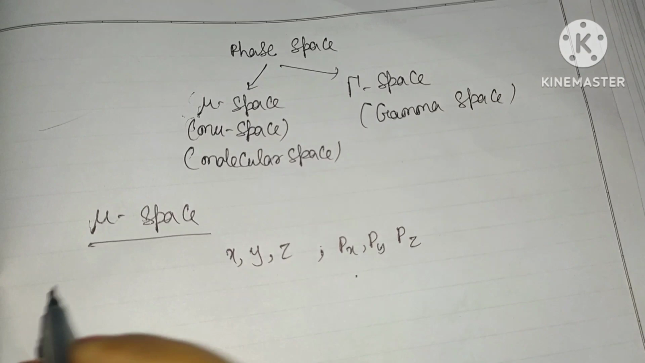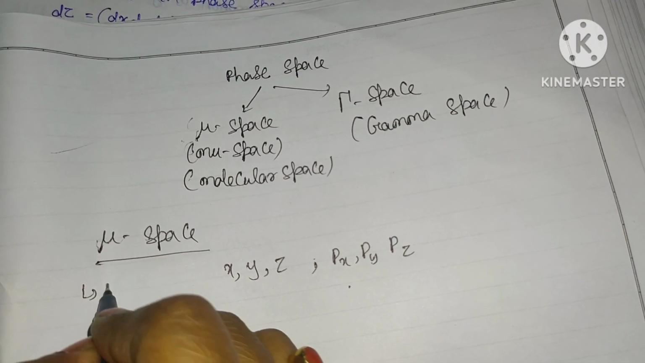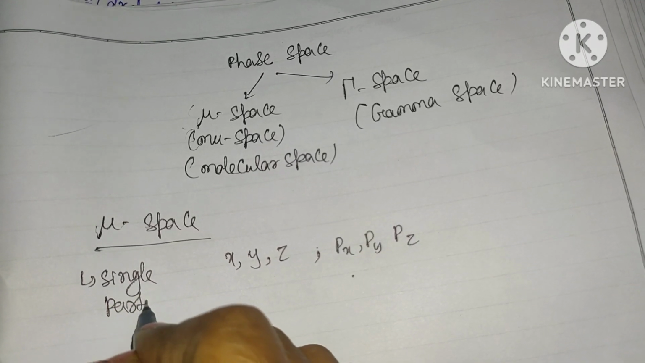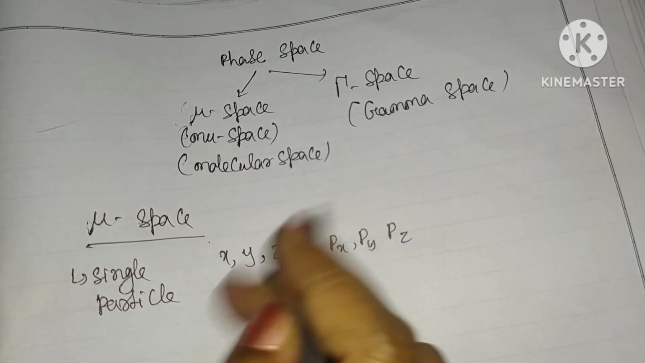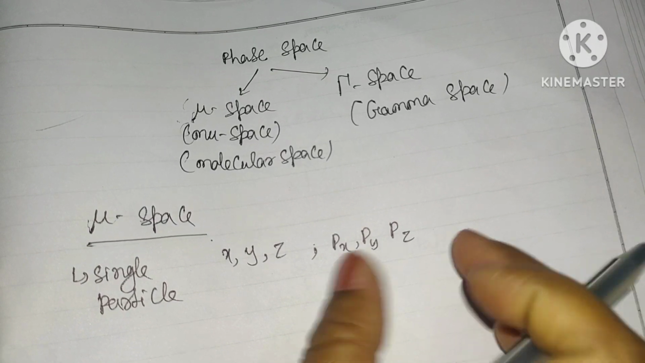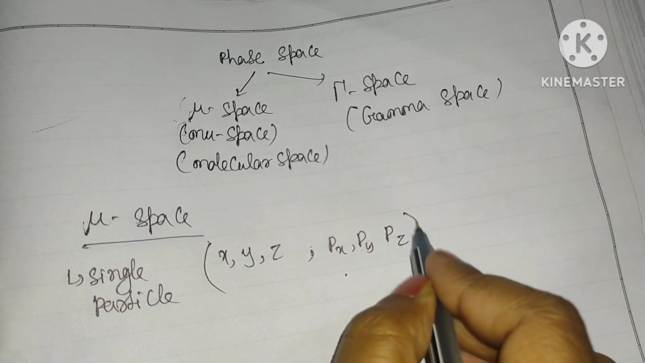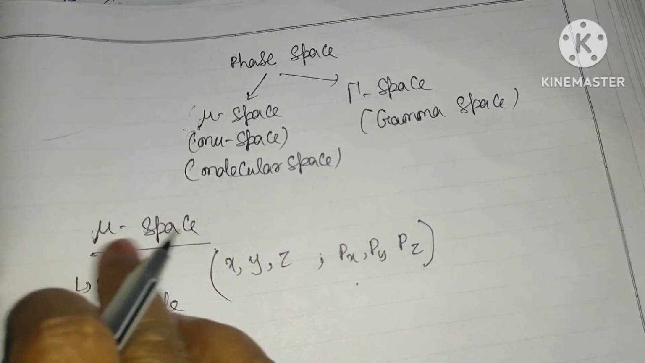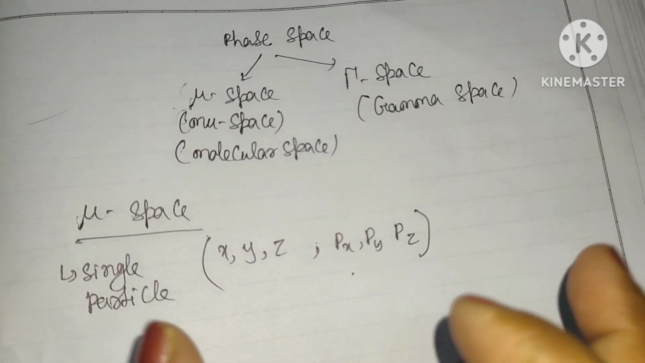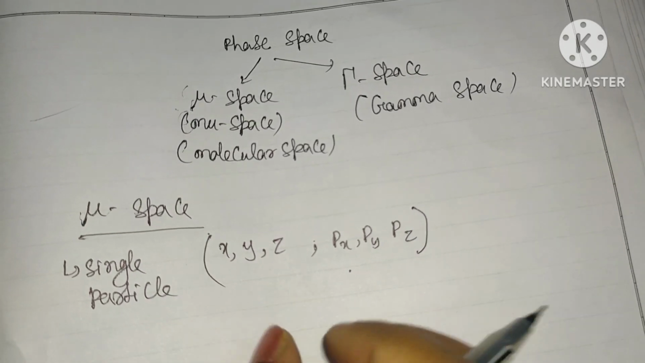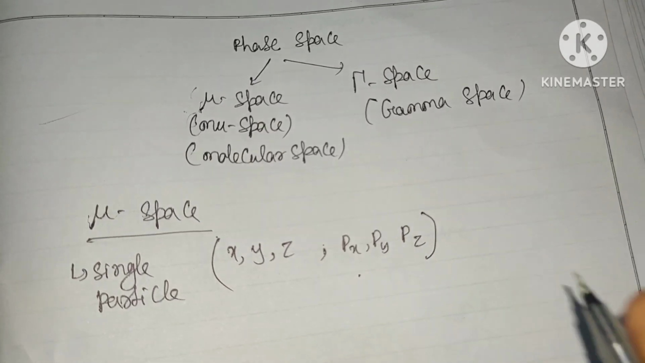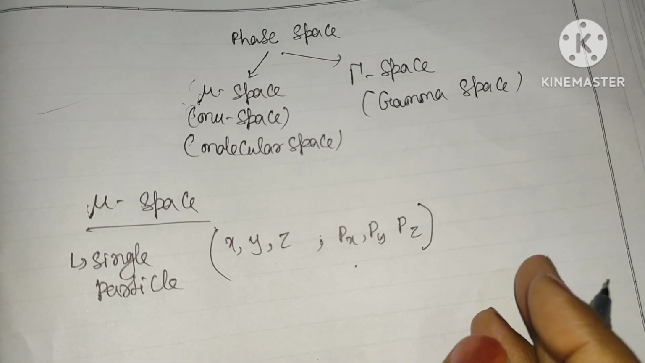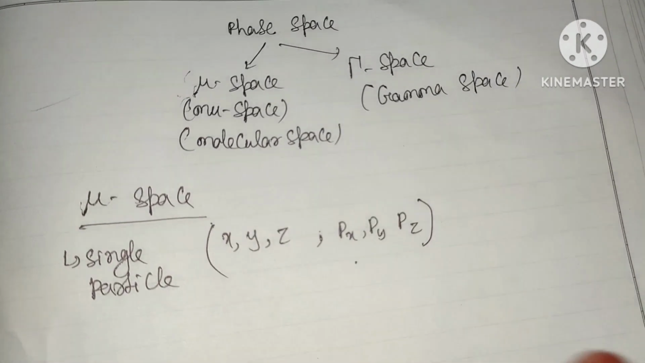Clear? If we are defining a single particle with this as the position coordinate and this as the momentum coordinate, then the total is defined as the phase space, or the mu space. Such a 6-dimensional space for a single particle is called the molecular phase space or mu space. Since a 6-dimensional diagram cannot be drawn, the phase space is purely a mathematical concept.